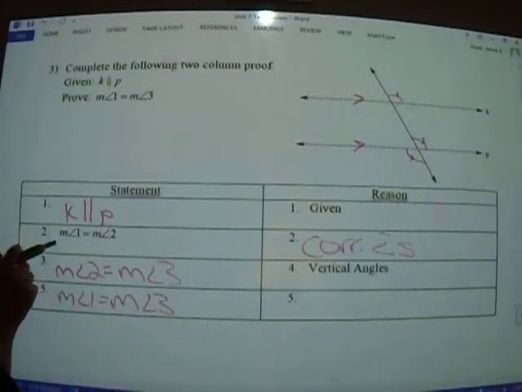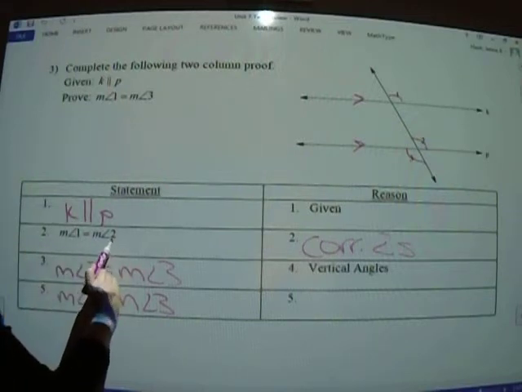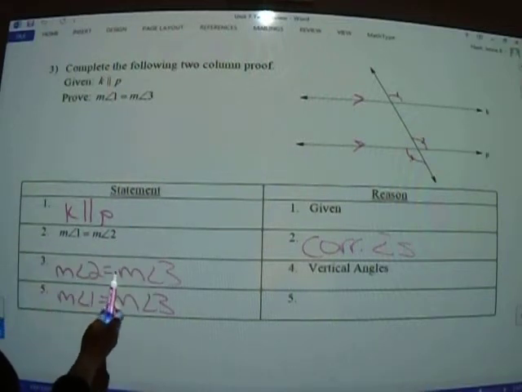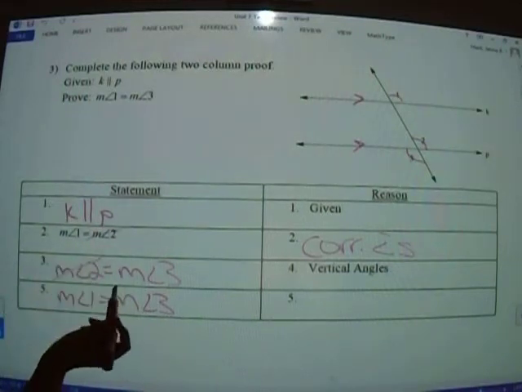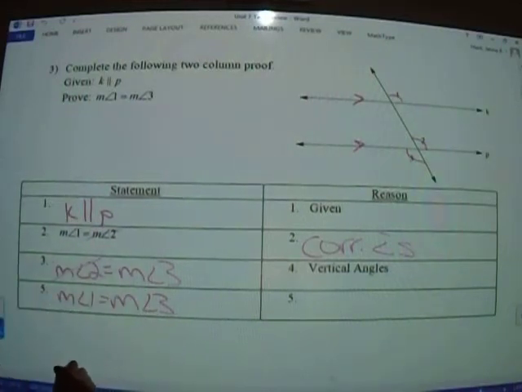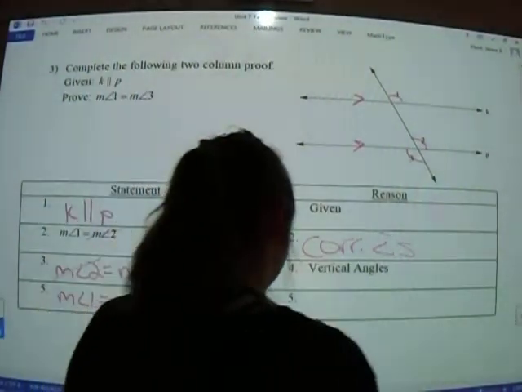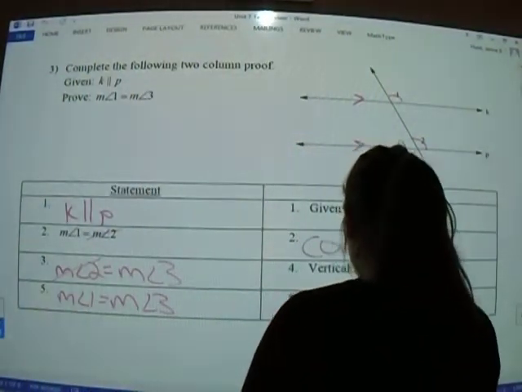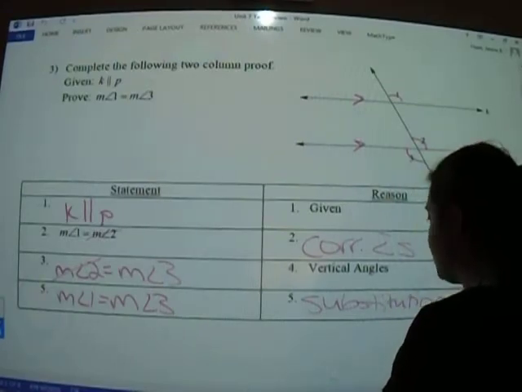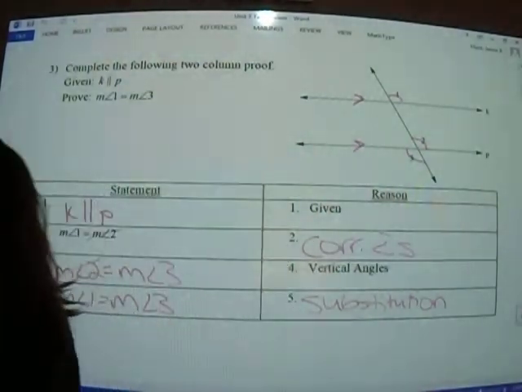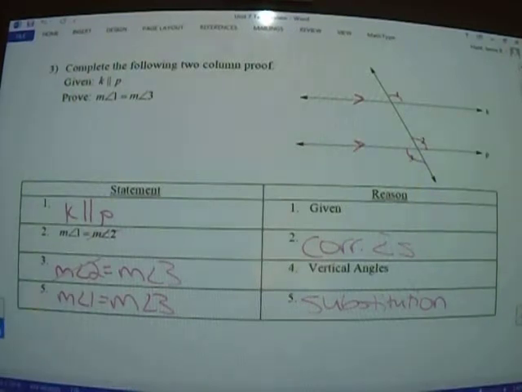We look here. We see measure of angle 1 equals the measure of angle 2, and the measure of angle 2 equals the measure of angle 3. So we can just cut out the middleman, right? And that's substitution or the transitive property of equality, whatever you want to call it. I'm going to write substitution because it's shorter. All right? So take a minute, write that down.